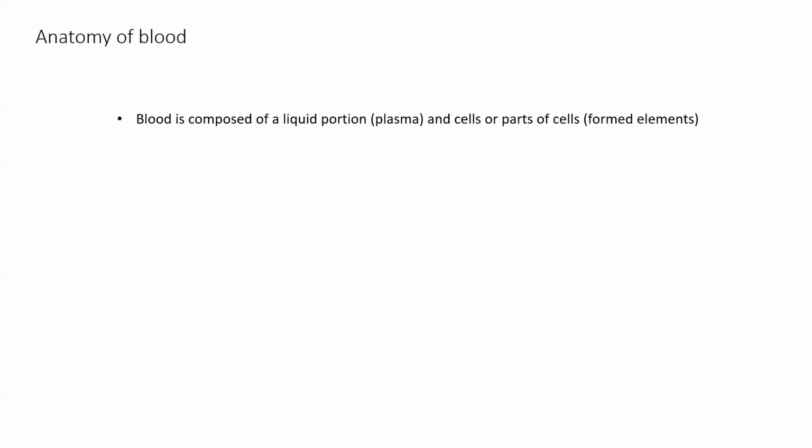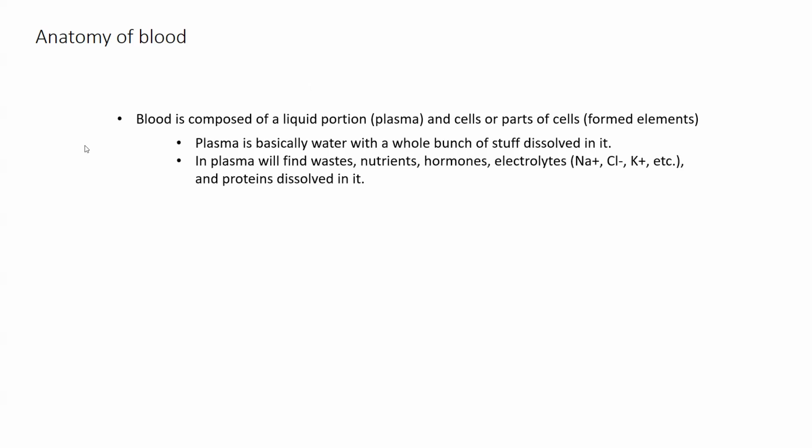I don't really have any pictures of blood, but the anatomy of the blood is composed of a liquid portion called the plasma, and then the cells or parts of cells that are called the formed elements. Plasma is 98% water or so, with a whole bunch of stuff dissolved in it. What kinds of stuff you find dissolved are nutrients and wastes and electrolytes and hormones and certain types of proteins. Most anything that blood is carrying is going to be dissolved in the plasma, or at least carried through the plasma attached to these proteins.